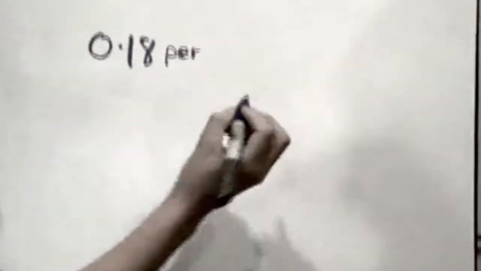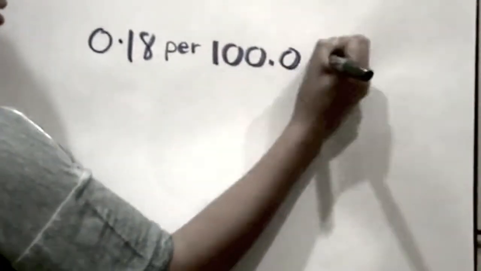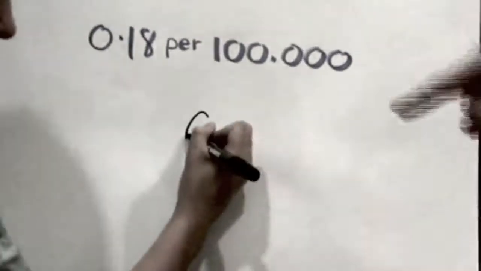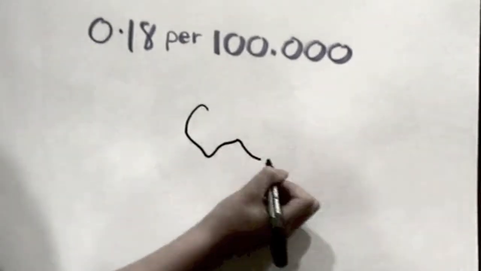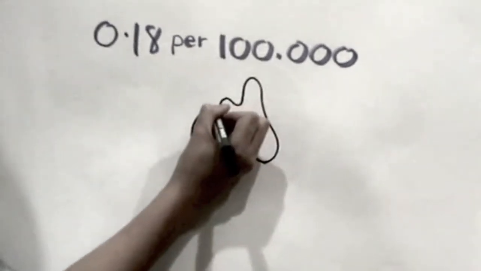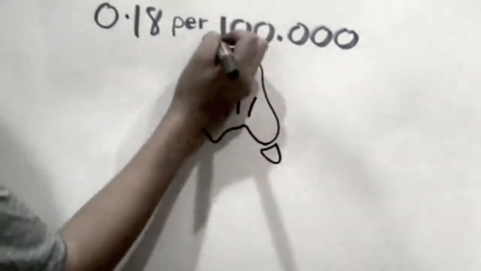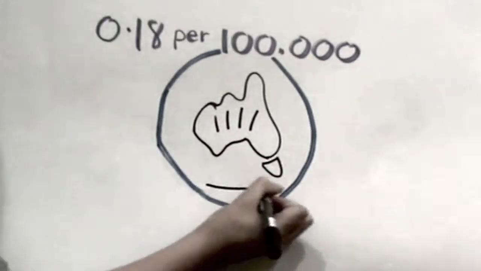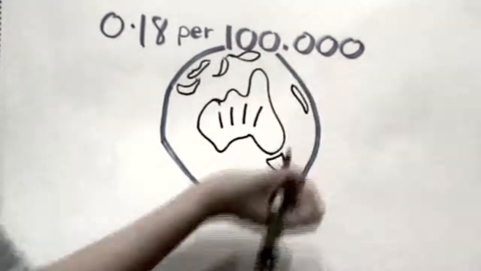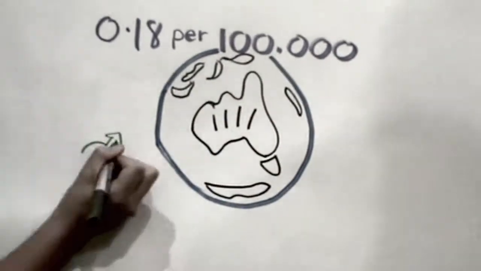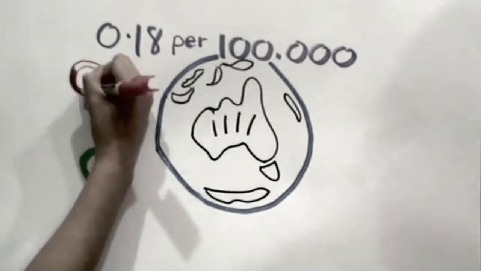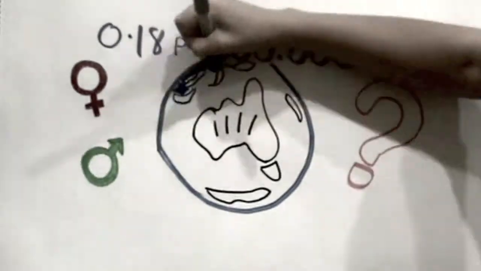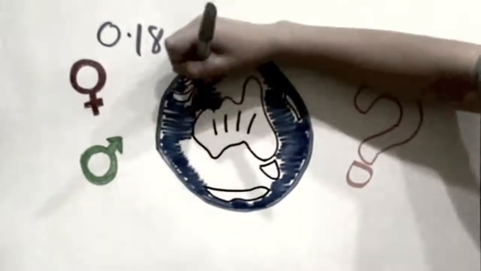A study from the United Kingdom recently estimated the prevalence of Rasmussen's to be 0.18 per 100,000 people. If we apply this figure to the Australian population, this means there are approximately 4 new cases of Rasmussen's per year. However, there is currently no research on how sex, geographical location, and ethnicity impacts susceptibility.